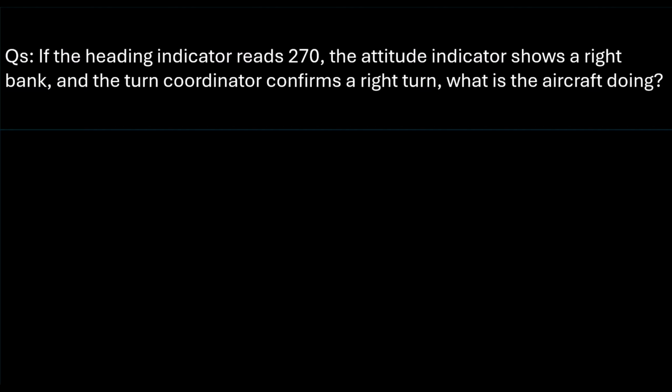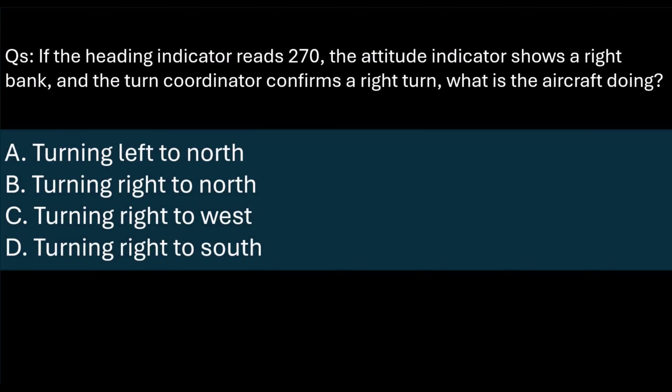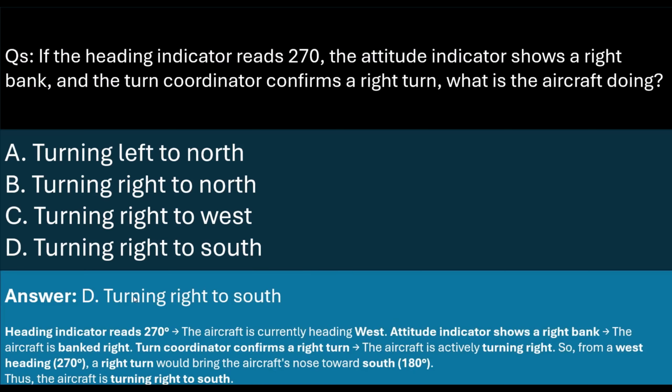And this is the last one. If the heading indicator reads 270, the attitude indicator shows a right bank, and the turn coordinator confirms a right turn, what is the aircraft doing? The options are: turning left to the north, turning right to the north, turning right to the west, turning right to the south. 270 degrees, thinking about it anti-clockwise, means a right turn. A right turn means 270 to 180 degrees, west to south. So turning right to south. Maybe option D will be the right answer.